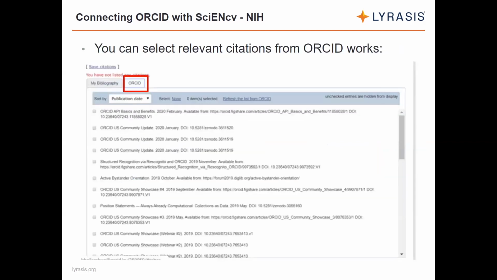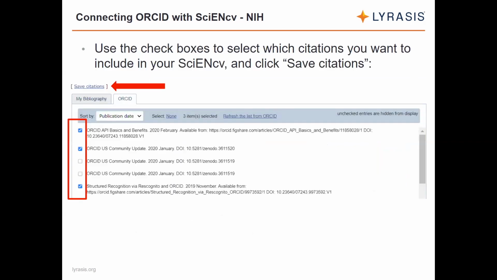When you go to add citations, you'll also see that ORCID is a tab in the citations section. So if you click on that ORCID tab, you'll see all of your works from your ORCID record listed there. And then you can use the check boxes next to each of the works listed to select which citations you want to have appear on your SciENcv, and then click Save Citations.